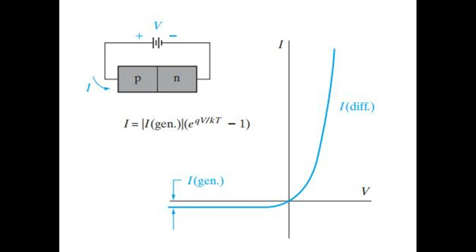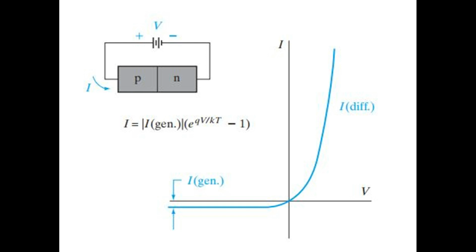As we shall see in the next section, an applied forward bias V equal Vf increases the probability that a carrier can diffuse across the junction, by the factor exp(qVf/kT). Thus the diffusion current under forward bias is given by its equilibrium value multiplied by exp(qV/kT).